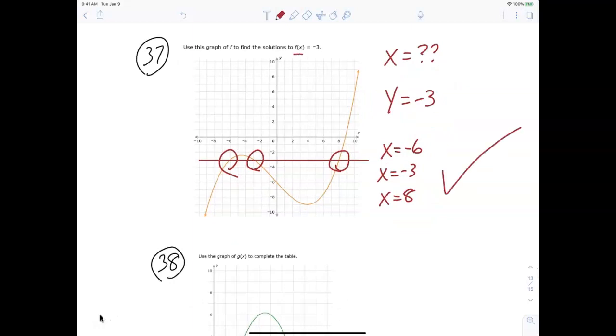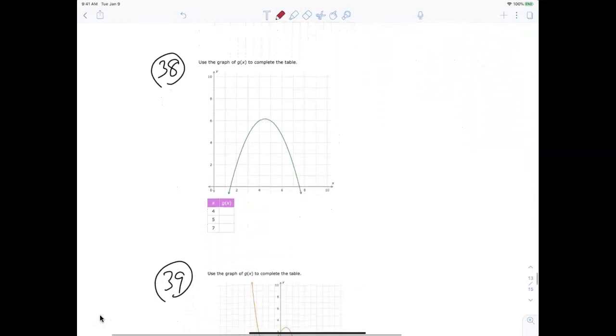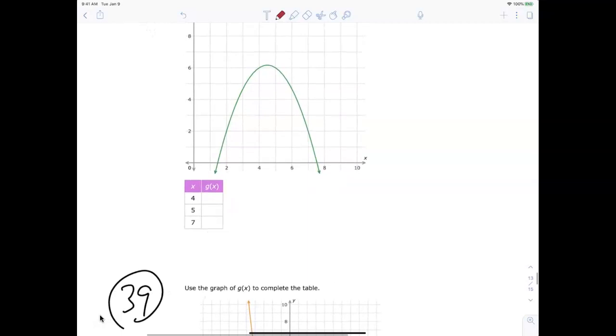Remember, f of x equals -3 means when y equals -3, what's the x? Okay? So now they're just making sure that you understand how you find the points on the graph. So if x equals 4, this is the point, there would be a 6 there. When x is 5, that's also 6. And when x is 7, there would be a 2.